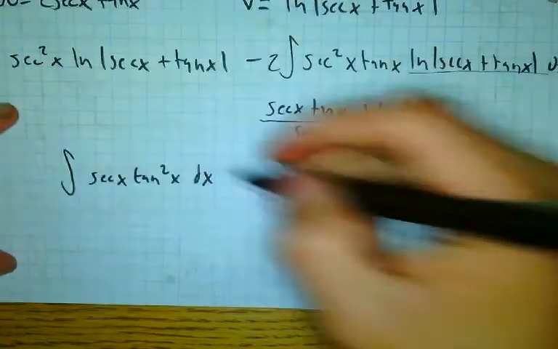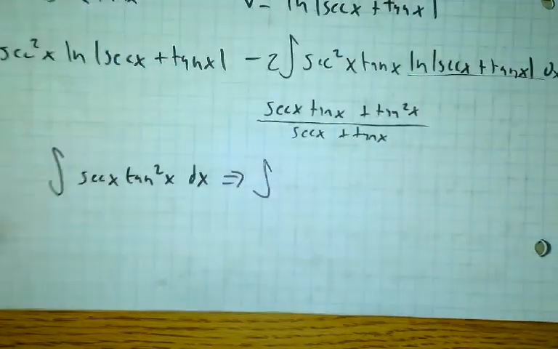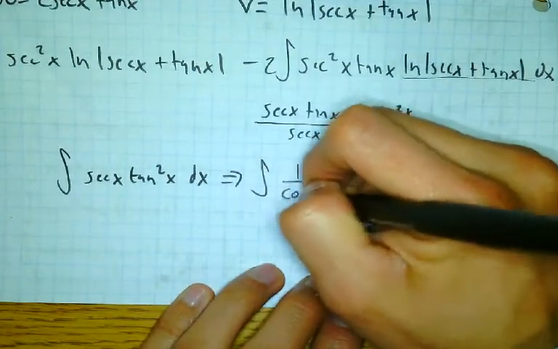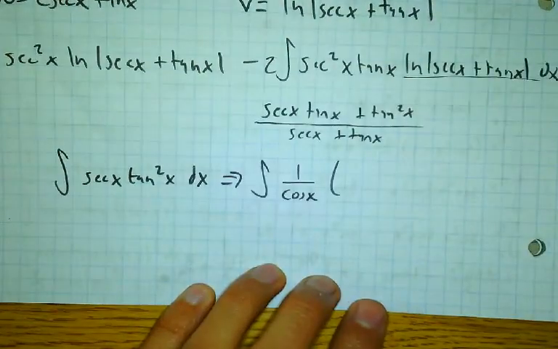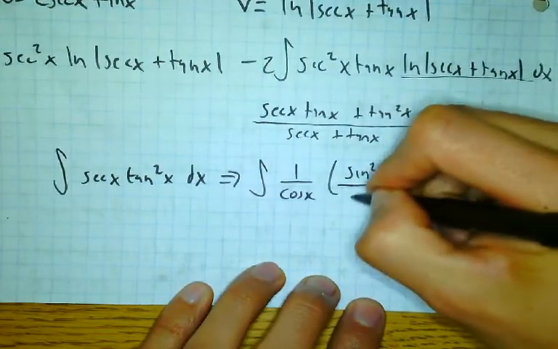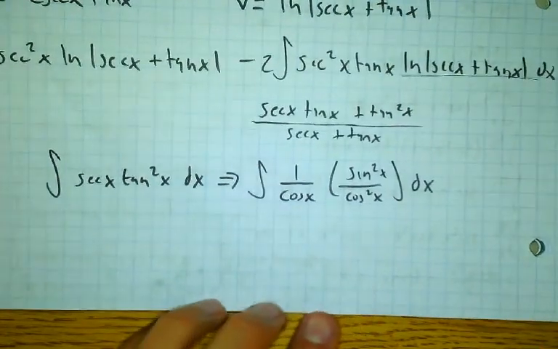Alright, so where do we want to go from here? Well, the integral of secant cubed is the same thing as 1 over cosine cubed. And this would be the same thing as sine squared x over cosine squared x dx, right?